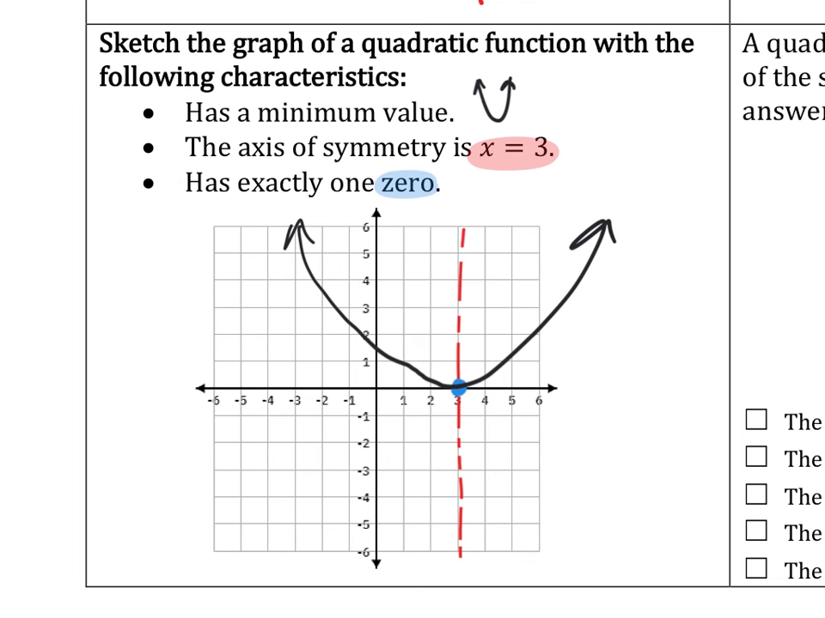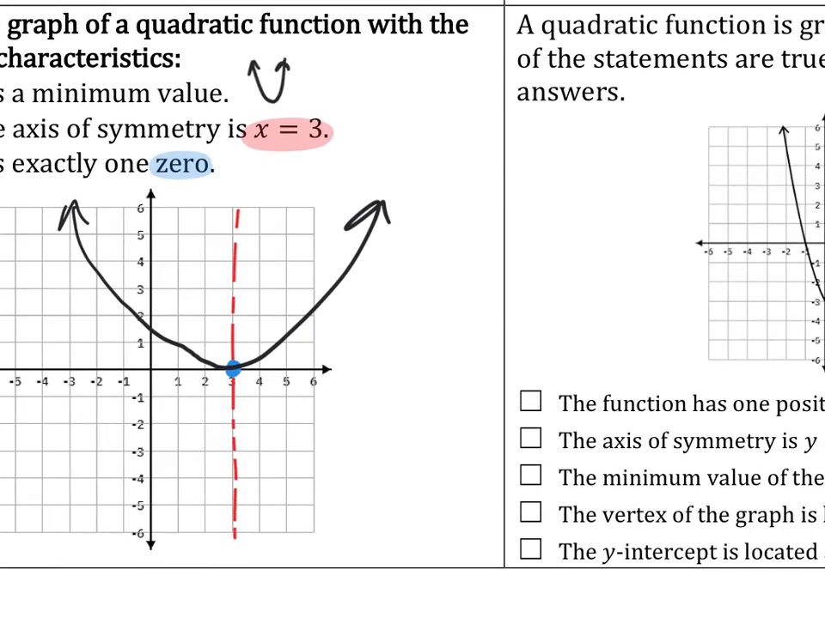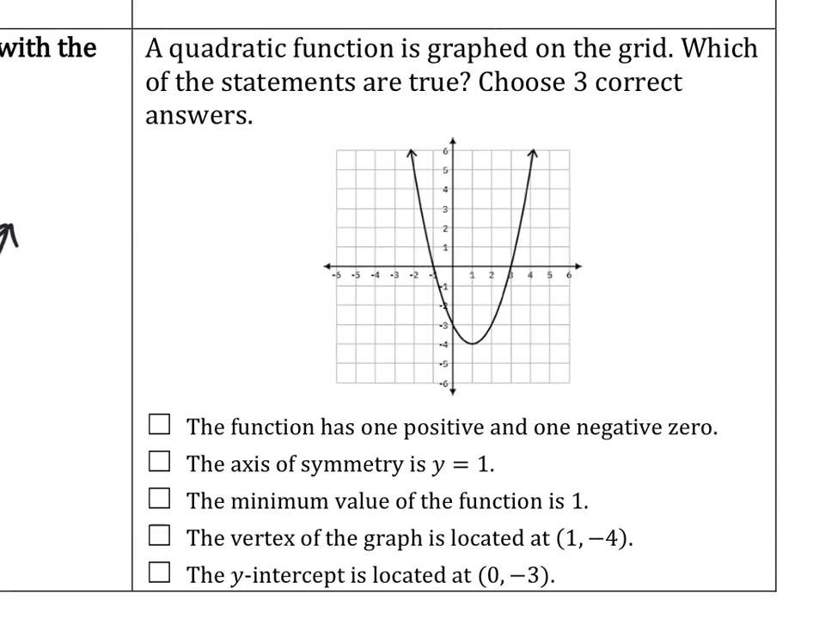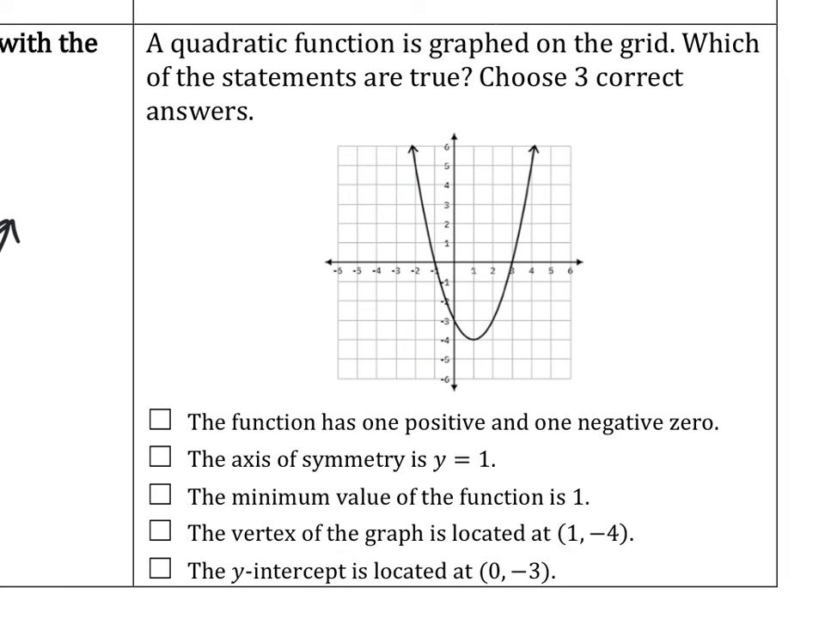Another creative problem for us here. There are 5 statements and only 3 of them are correct. I want to give you a little bit of time. Can you find the 3 correct statements? Okay, hold on. So the quadratic function is graphed on the grid. Which of the statements are true? Choose 3 answers. The first thing says the function has 1 positive and 1 negative zero.